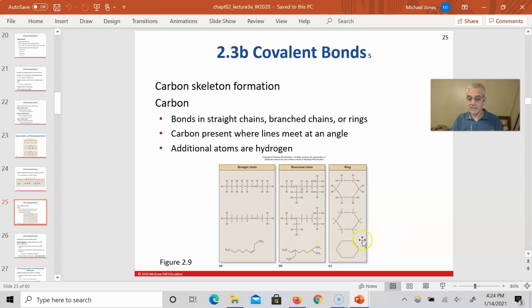So that's what you're going to see. This is a shorthand. It just takes too long to draw all these things out every time you want to draw one out. So then we start drawing them out like that.